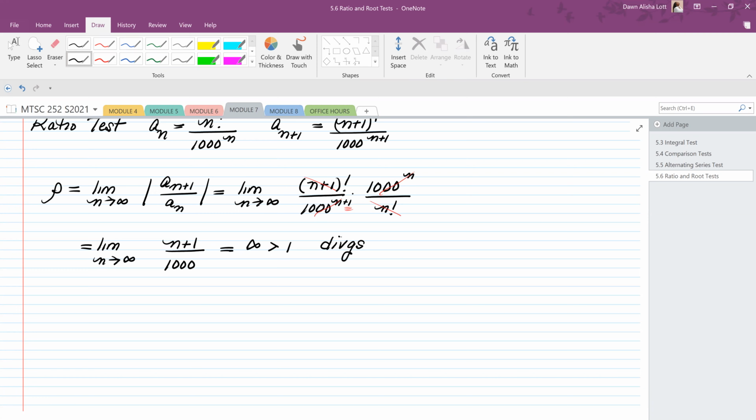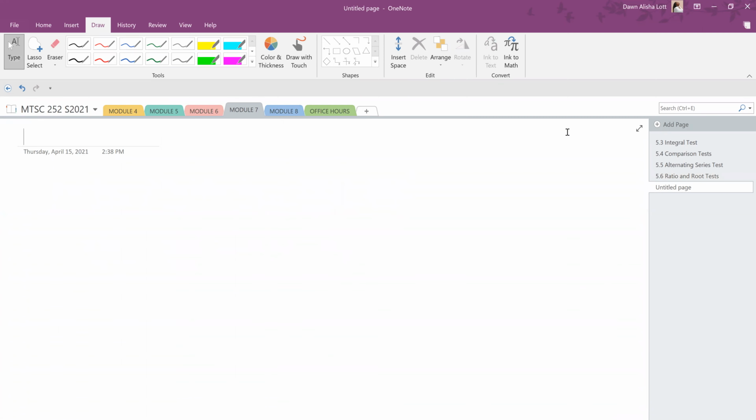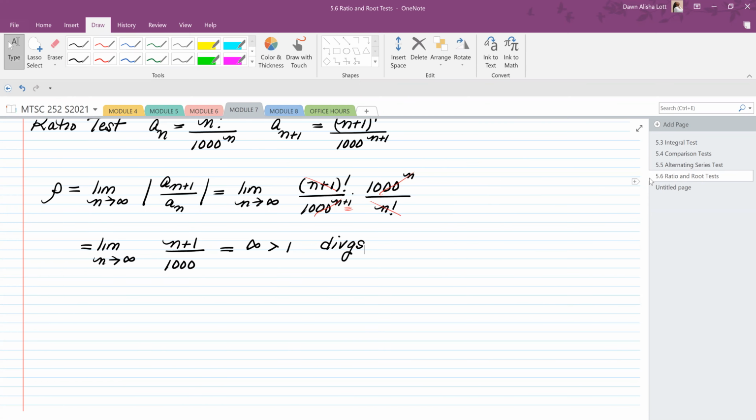Any questions? I had a question. Okay. So the way that we get to a_(n+1) over a_n is that we take n and we replace it with n plus 1 to do the whole ratio.